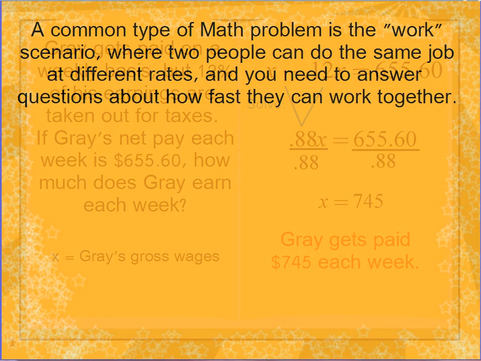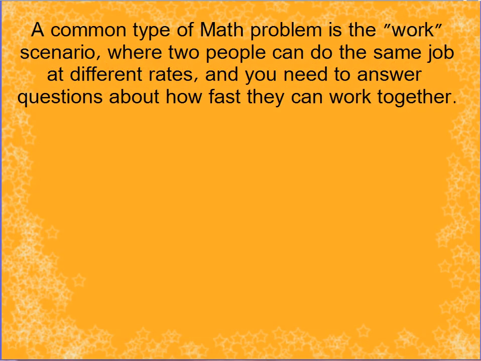Last but not least, we're going to look at a very common type of math problem called the work problem. And we're going to go over a type of work problem where two people, or they could be two objects, can do the same job but at different rates. And we need to answer questions about how fast they can do the job together.